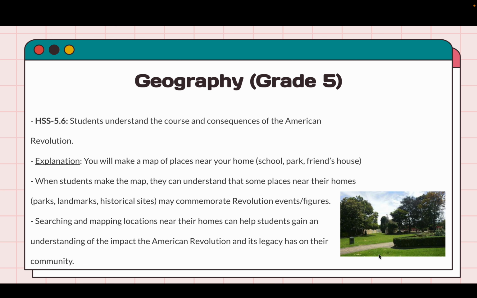So for our geography, we are using the history social science standard. We have students understand the course and consequences of the American Revolution. To explain this a little bit, since they will be making a map of places near their home, when students make the map, they can understand that some places near their homes, such as parks, landmarks, and historical sites, may commemorate revolution events or figures. And searching and mapping locations near their homes can help students gain an understanding of the impact the American Revolution and its legacy has on their community.